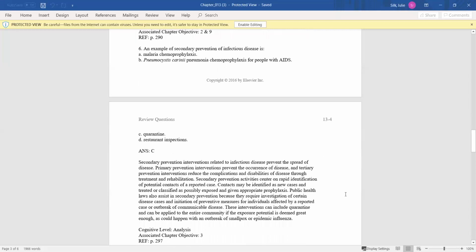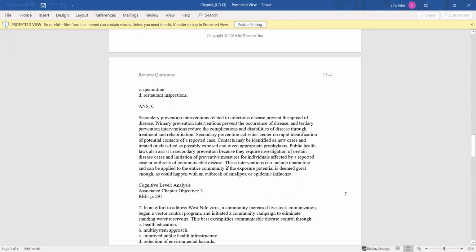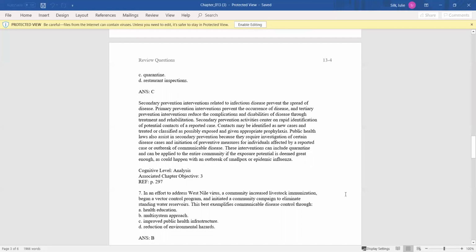All right, let's try one more. Okay, in an effort to address West Nile virus, a community increased livestock immunization, began a vector control program, and initiated a community campaign to eliminate standing water reservoirs. This best exemplifies communicable disease control through what? B. It is B. Good job.